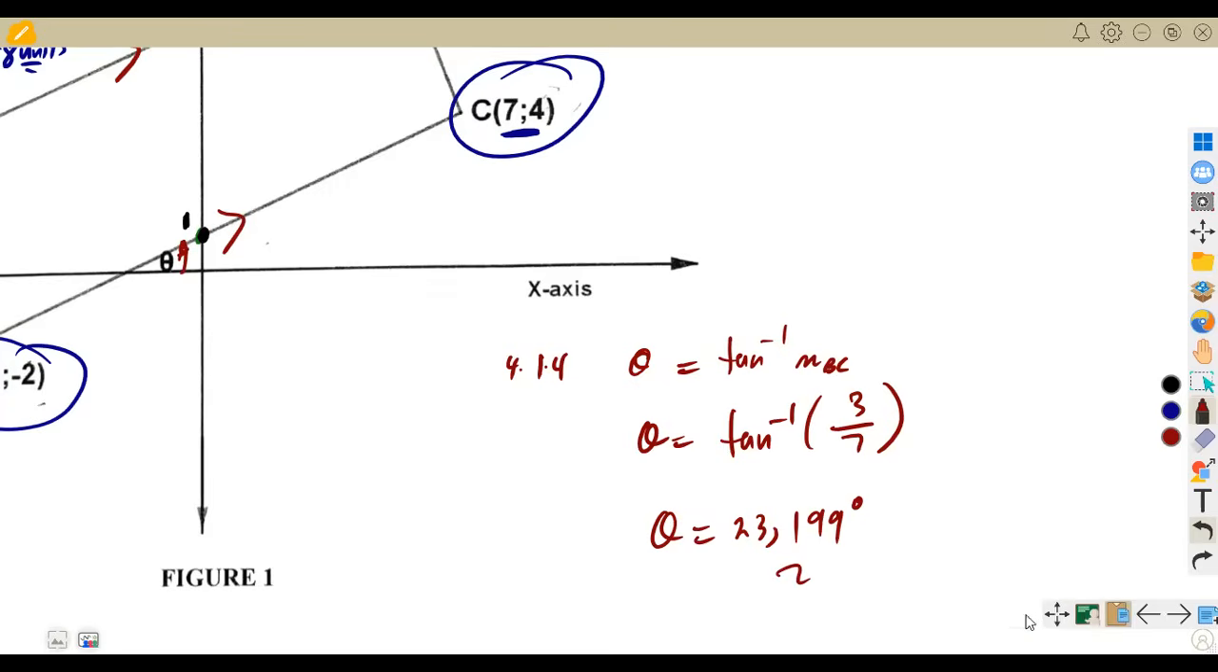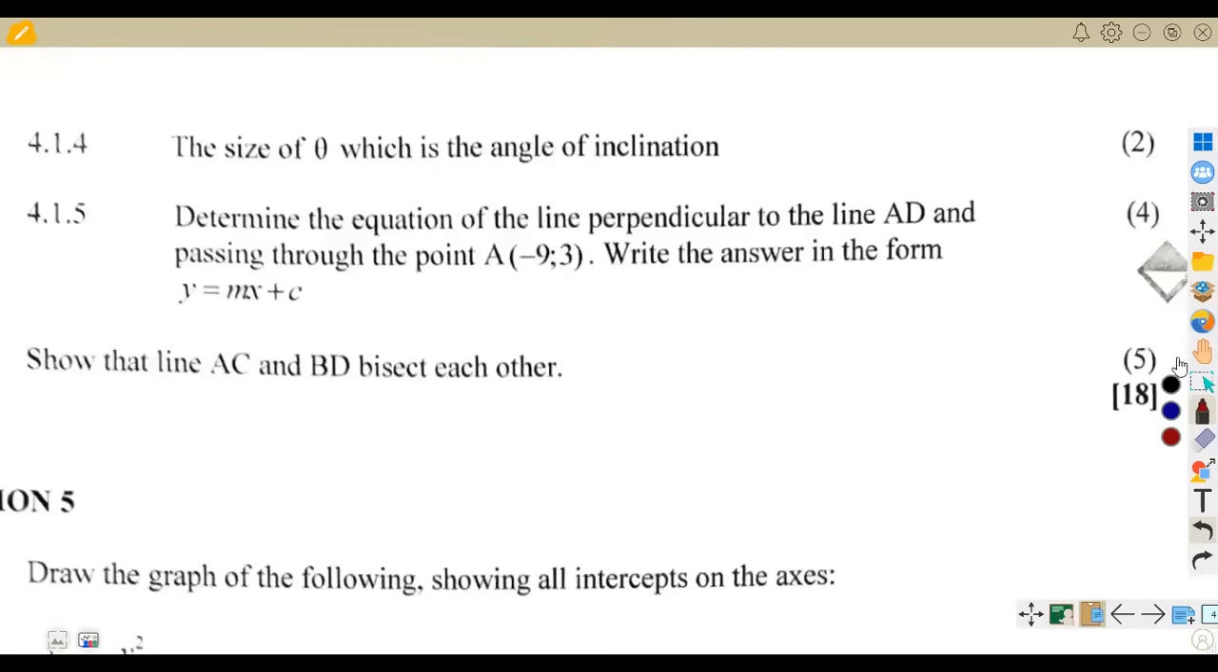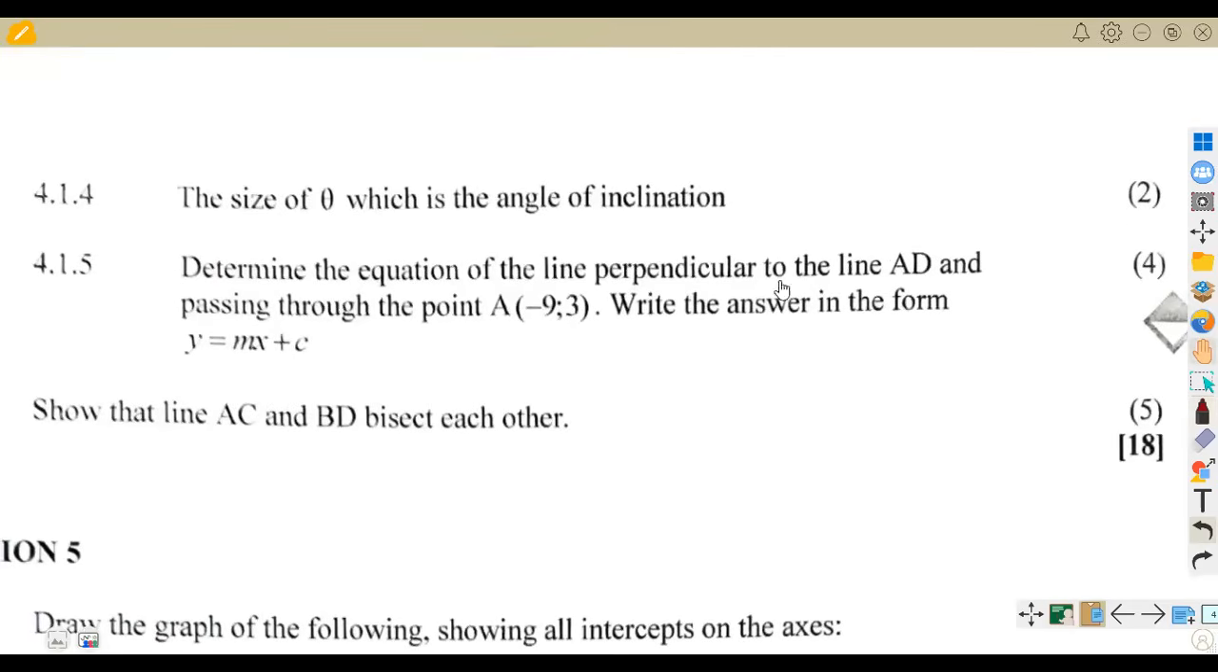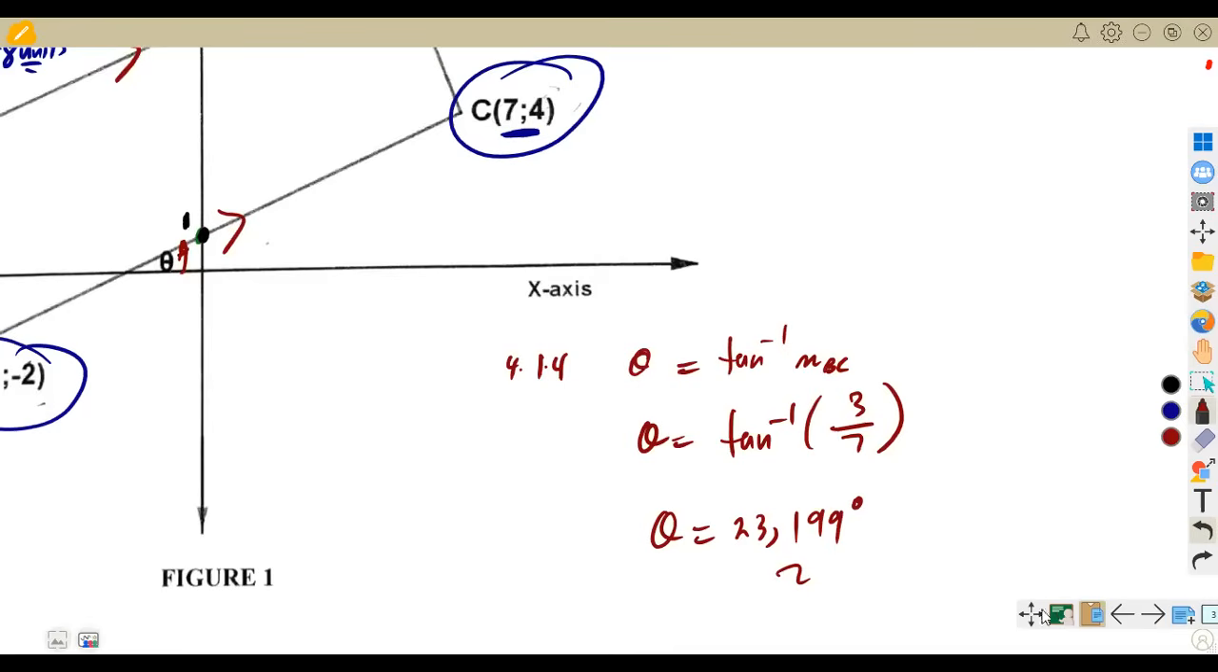All right, so let us check the other part that we are given. The equation of the line perpendicular to the line AD and passes through the point A (-9, 3) in the form y = mx + c, the gradient-intercept form, just like the previous part. So this line is perpendicular to AD and passes through point A. Let's check our statement again from the diagram.